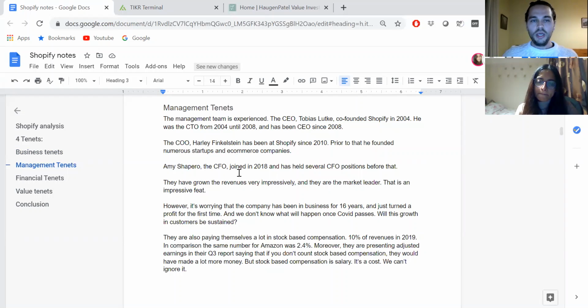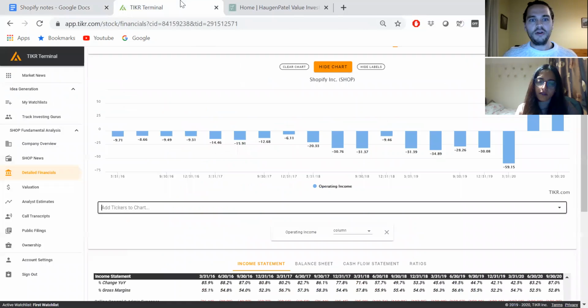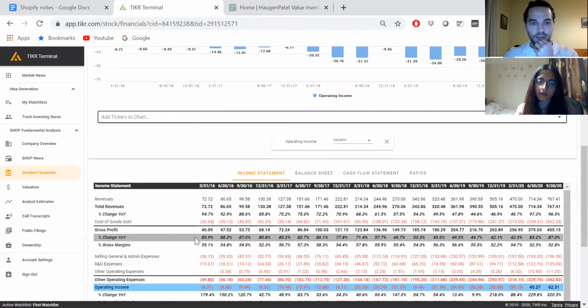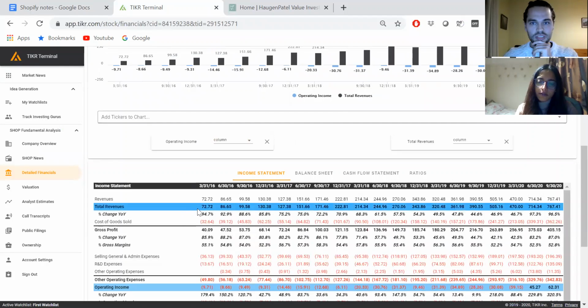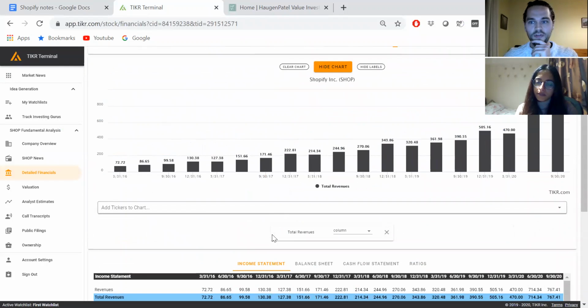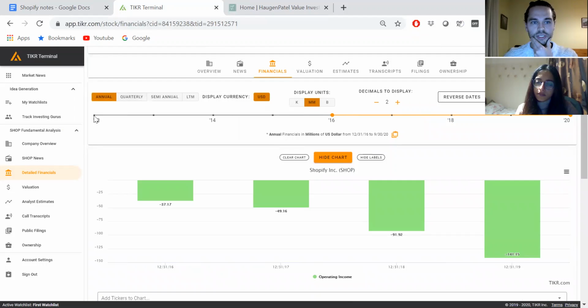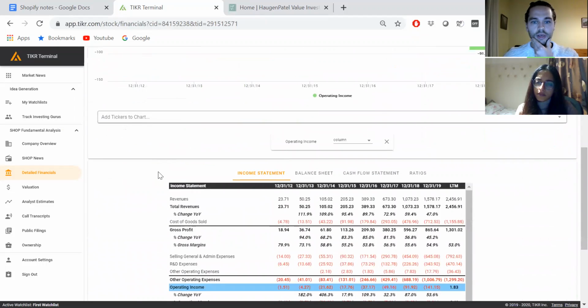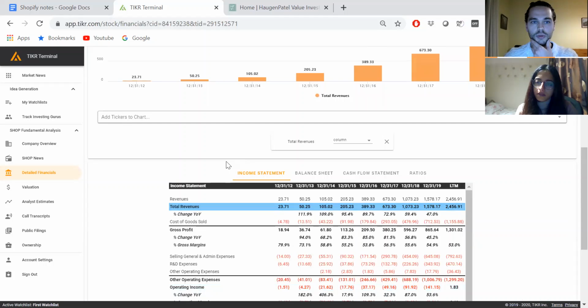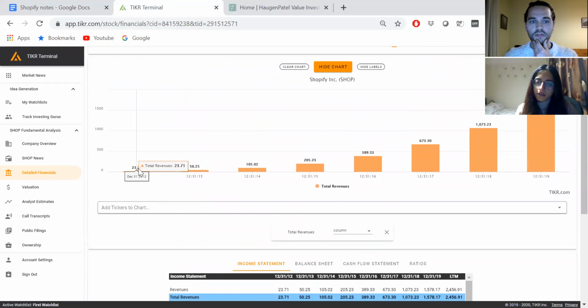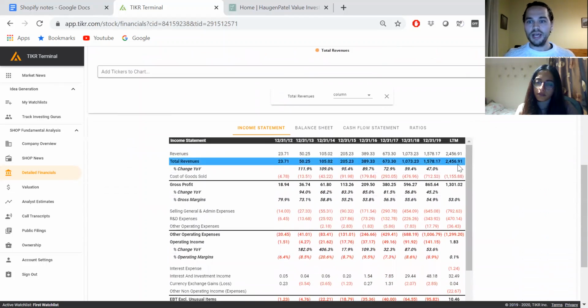And also, what's good about it, if we go back to Ticker and look at how the revenue has grown. Actually, let's do quarterly. So if you see here, going from about 24 million in 2012 to almost 1.6 billion in 2019. And then the last 12 months equals about 2.5 billion.